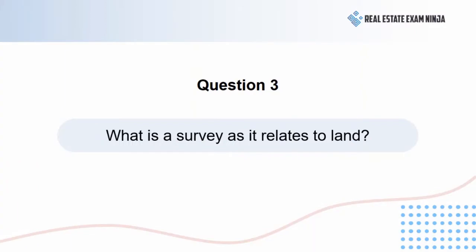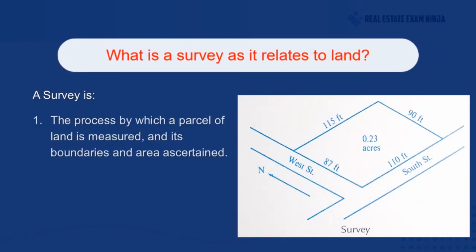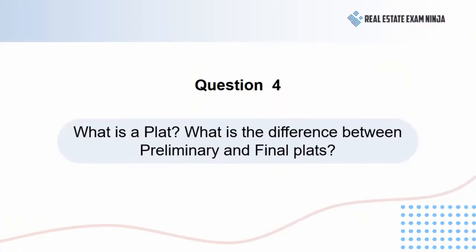What is a survey as it relates to land? A survey is 1. The process by which a parcel of land is measured, and its boundaries and area ascertained. 2. The result of this process, a plan showing the measurements, boundaries, area, and sometimes the contours of the parcel.